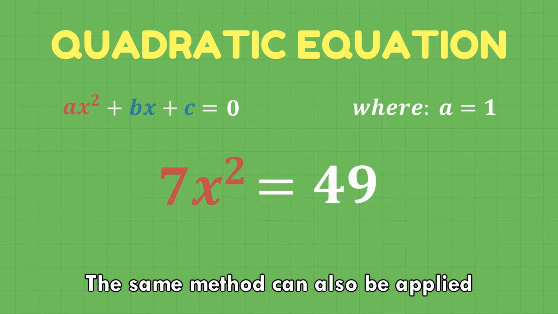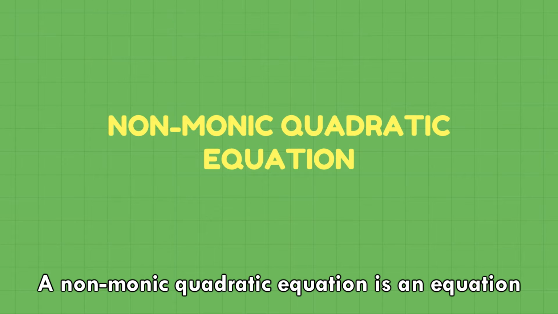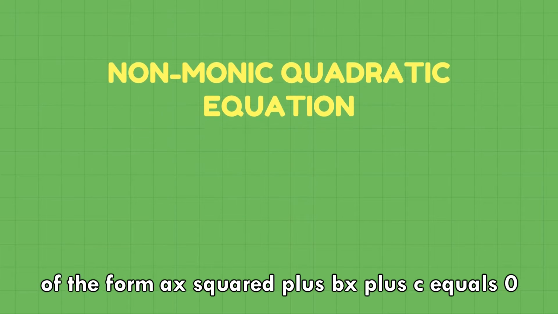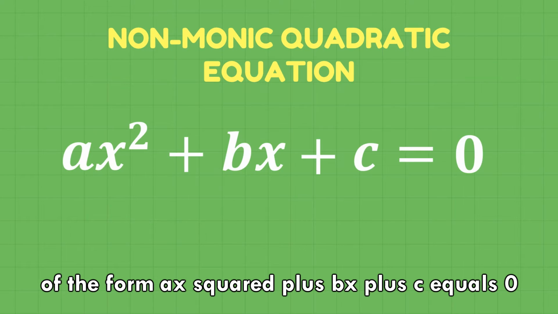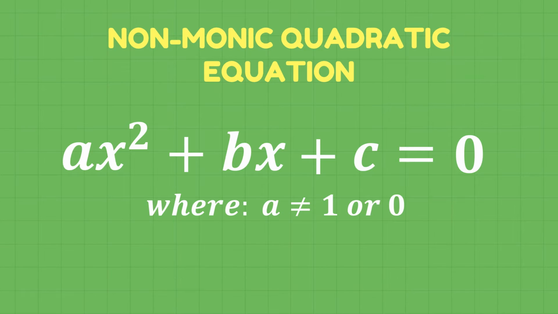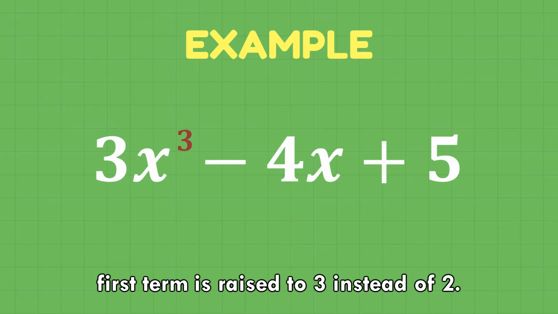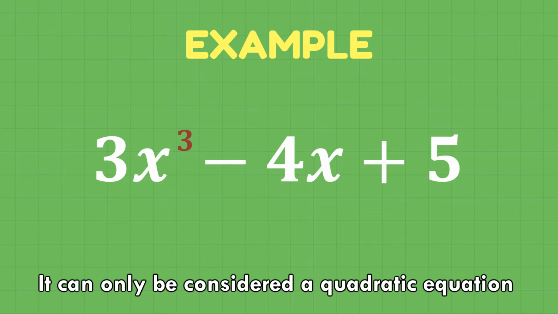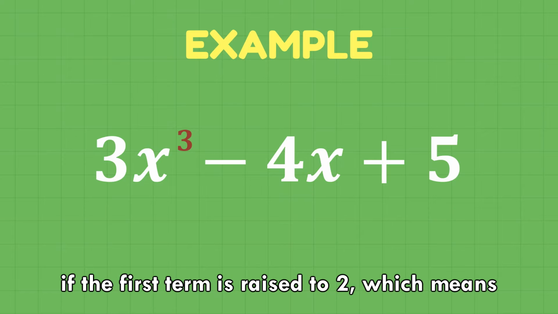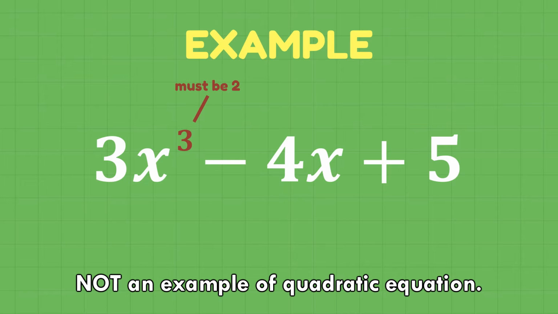The same method can also be applied to a non-monic quadratic equation. A non-monic quadratic equation is an equation of the form ax squared plus bx plus c equals 0, where a is not equal to 1 or 0. In this example, we can see that the first term is raised to 3 instead of 2. It can only be considered a quadratic equation if the first term is raised to 2, which means that the given example you see here is not an example of a quadratic equation.